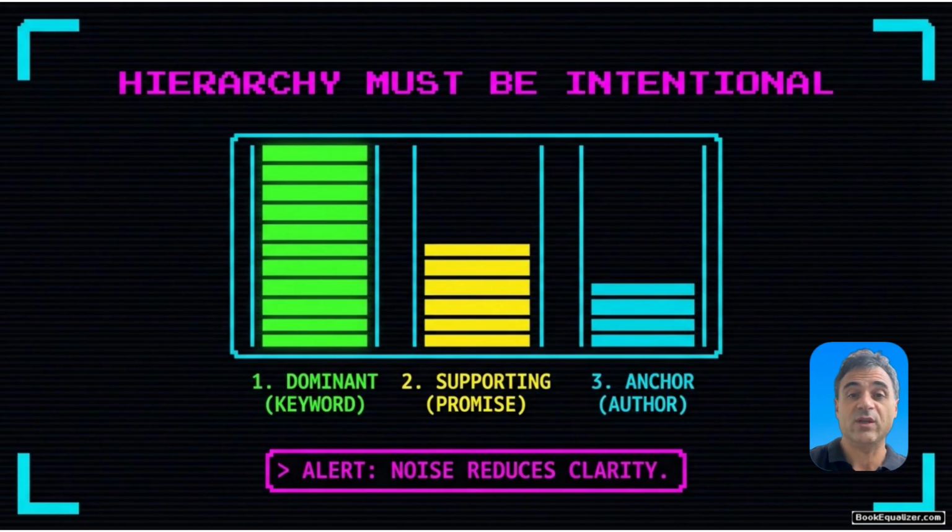3 levels: dominant, supporting, anchor. Level 1, dominant. This is your keyword, your main promise. It should be the biggest, boldest element, the thing people see first. Level 2, supporting. This is your subtitle, your value proposition, the specific benefit, smaller than level 1, but still clear. Level 3, anchor. This is your author name, maybe a small credibility badge. It grounds the design, but doesn't compete for attention.